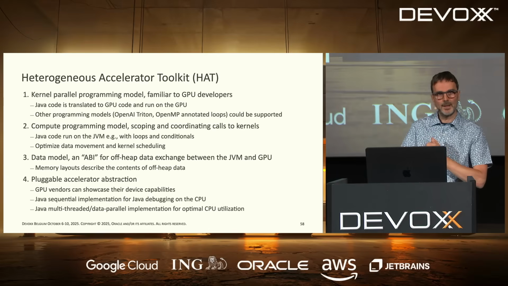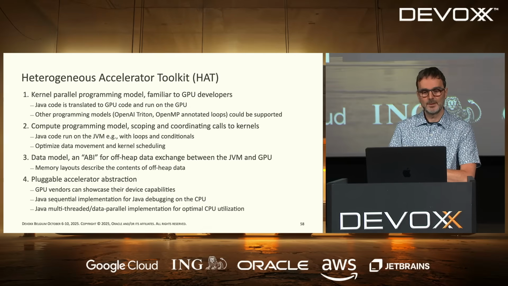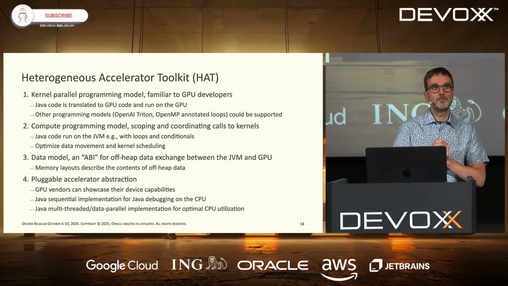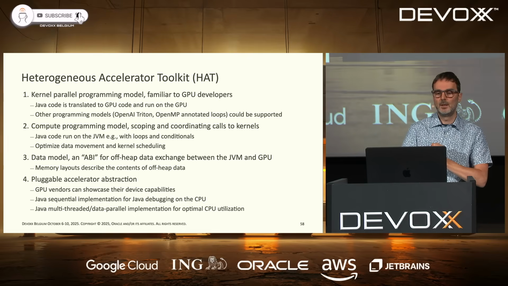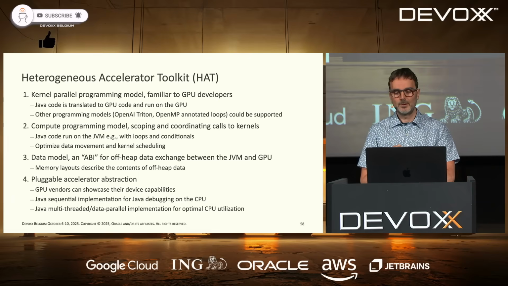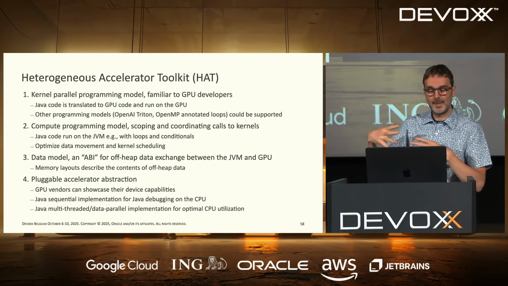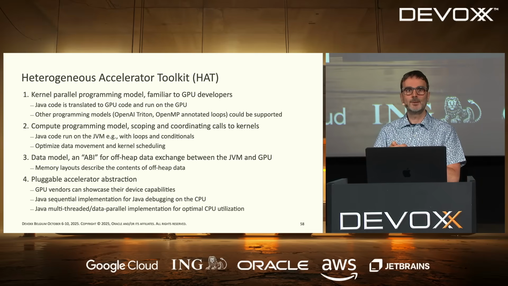So there's 4 things in HAT. One is a kernel parallel programming model familiar to GPU developers. And Java code is translated to GPU code and run on GPU. It can also potentially support other programming models. I mentioned OpenAI Triton. You can annotate loops like Tornado VM, potentially other programming models as well. It's not limited to this programming model to generate kernels.